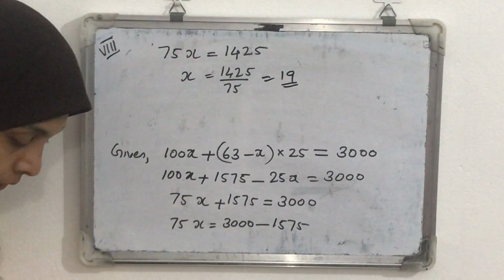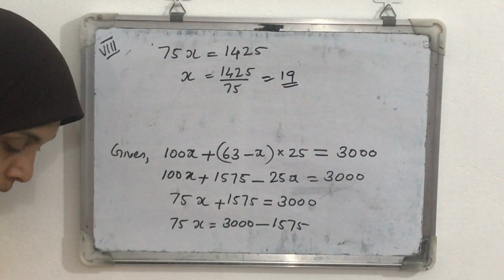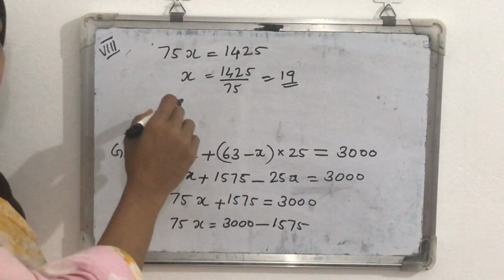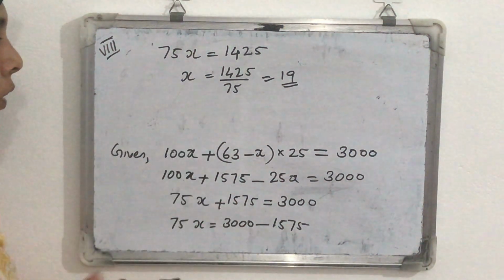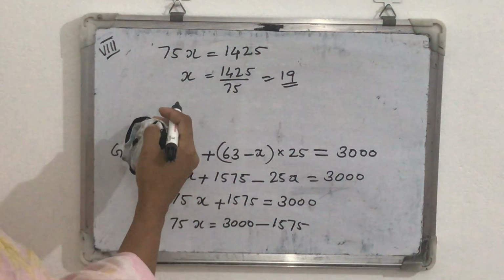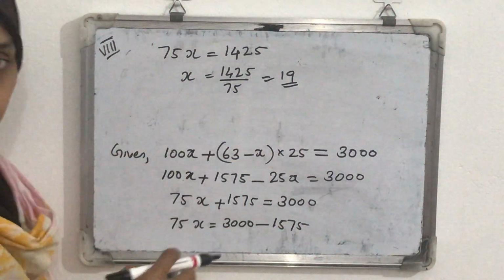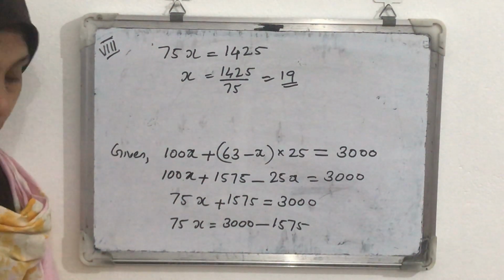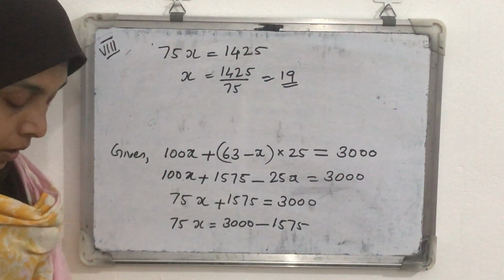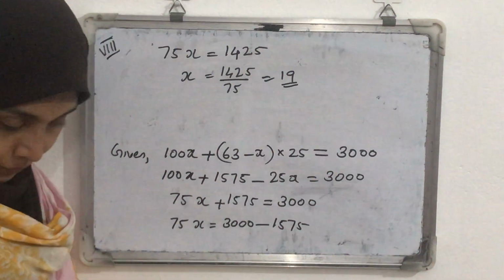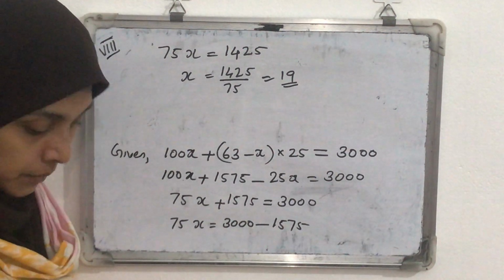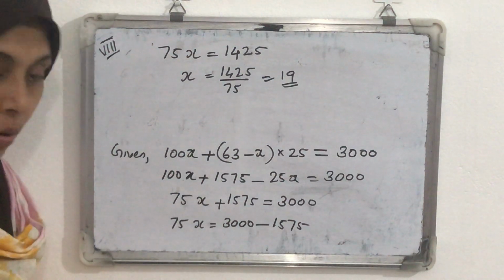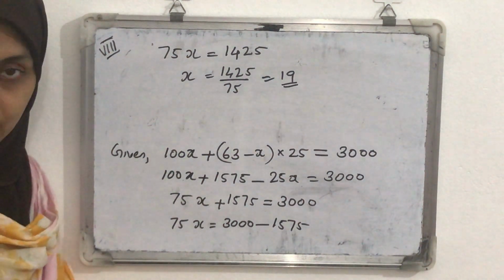So what do you want to find out? Find the number of winners. We took the number of winners as x, and that we got as 19. So we completed these two exercise questions, and from the next class onwards we can start the next part, solving equations having the variable on both sides. Okay, thank you.